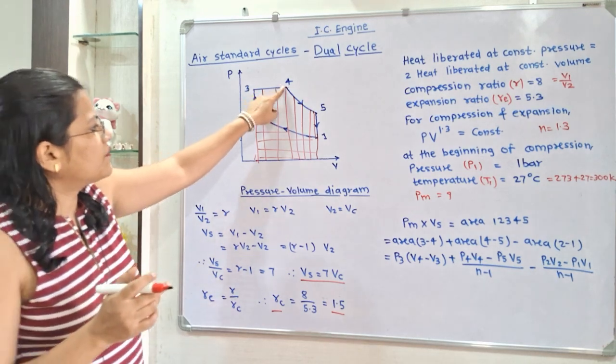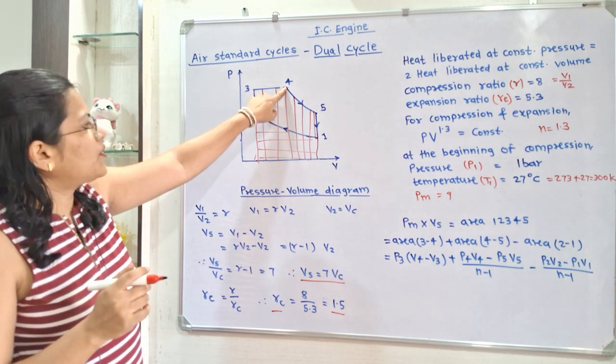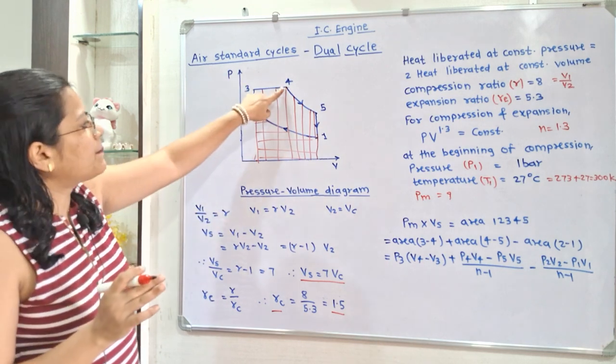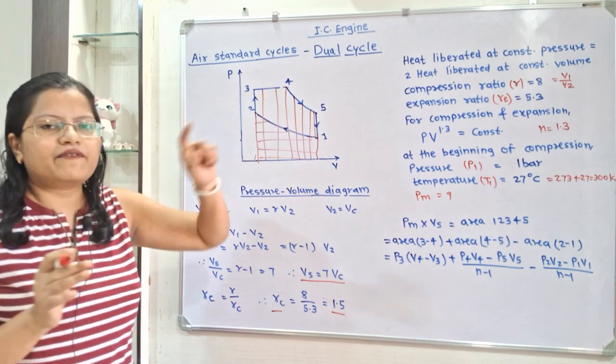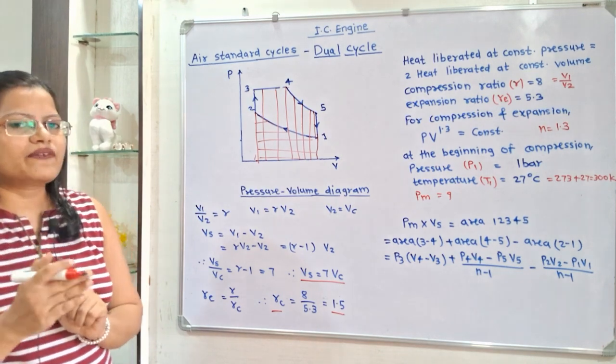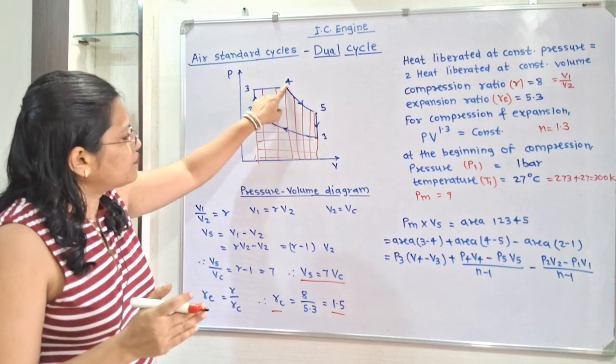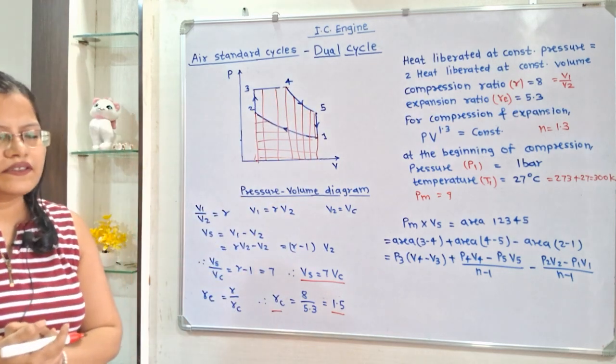Now area under 4, 5. Now at this point pressure at point 4 is larger. So we will take (P4 V4 minus P5 V5) divided by n minus 1. Now instead of gamma we will use n, because here is the curve. Because of curve we will use divided by n minus 1.